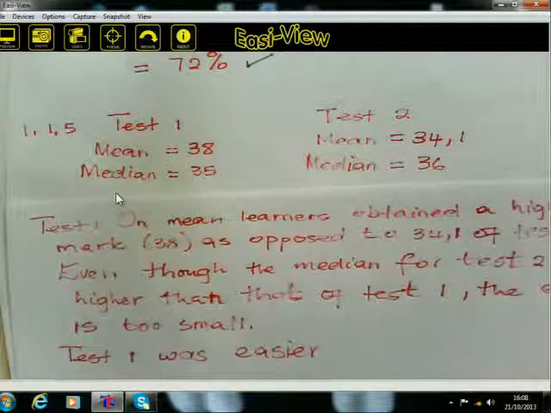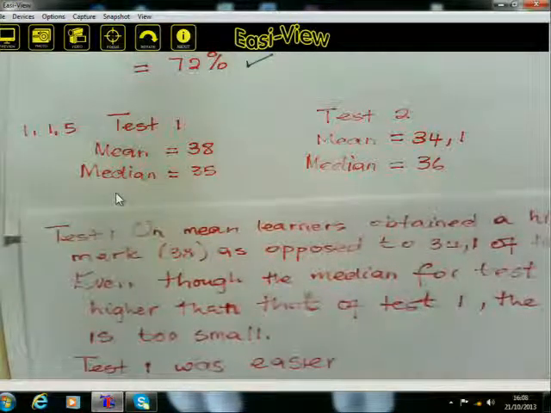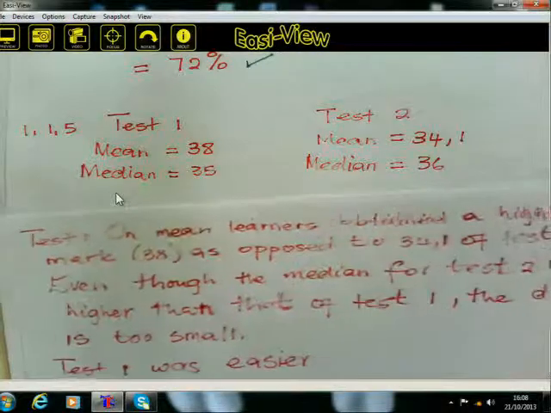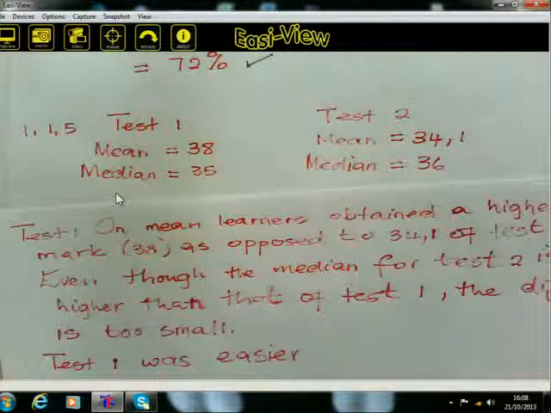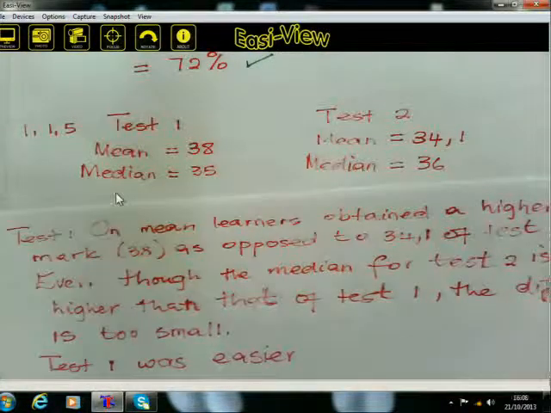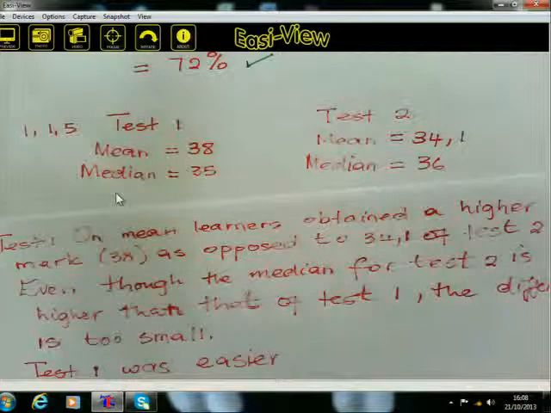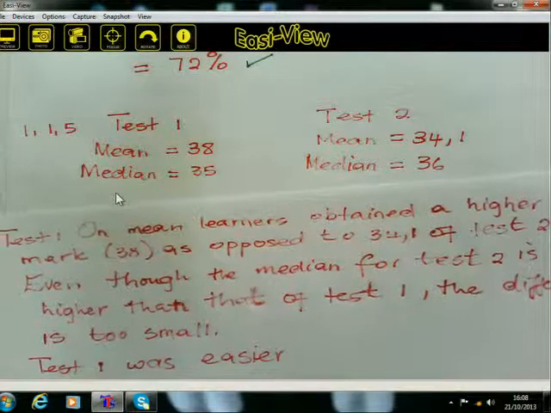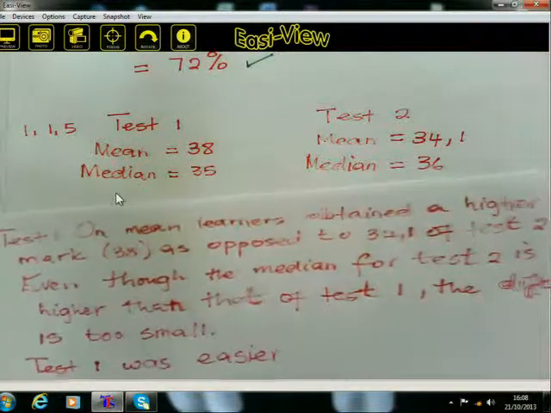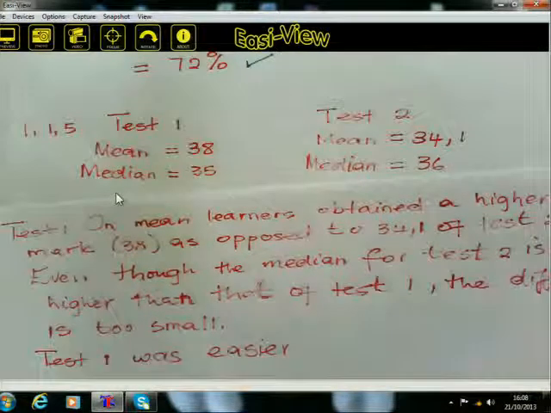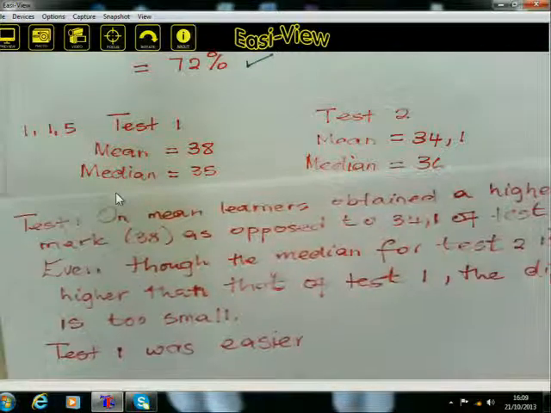That is the conclusion for 1.1.5. So this is how you can motivate your answer, by showing us that test 1 learners obtained higher mark, which is 38, and for test 2 is 34,1. It was lower than 38. Even the median for test 2 is higher than that of test 1. The difference is too small. So meaning test 1 was easier.